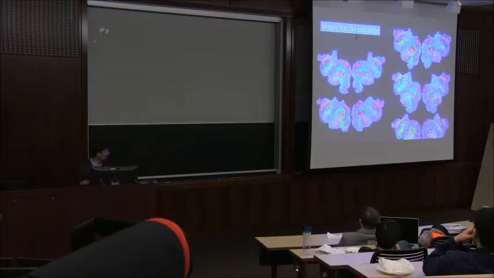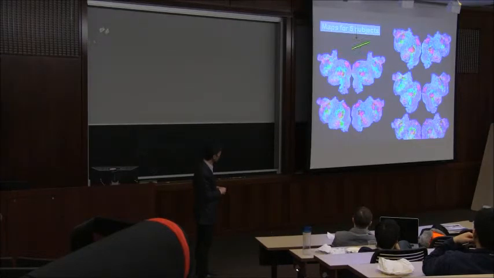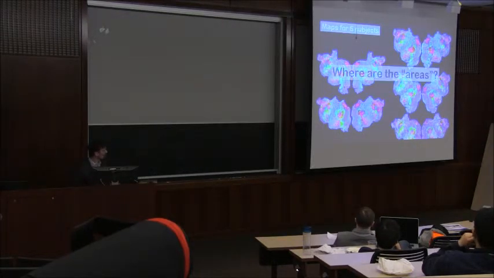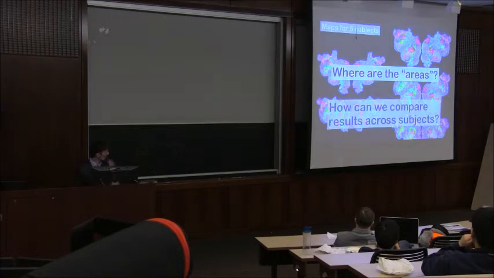But now we have a problem, which is we have 5 brains, each of which has this common space, but if you notice, the patterns are different across the brains, right? So now the question is, how do we make the data common across the brains? This is a classic problem. We want to know where the areas are across these people, and how we can compare the results.